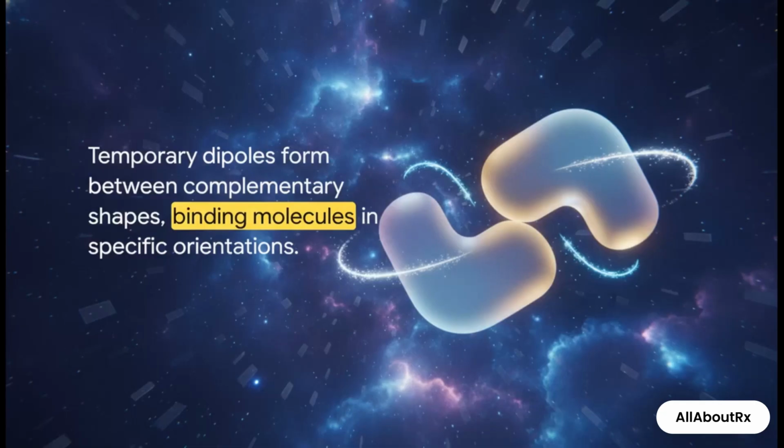On the flip side of all that blocking, we have our third type, steric attraction. This happens when molecules approach each other and they have perfectly optimized complementary geometries. Because their shapes align so beautifully, temporary dipoles actually form between them. These dipoles then physically pull the molecules together, binding them in highly specific, locked-in orientations. It's almost like finding the perfect puzzle piece.